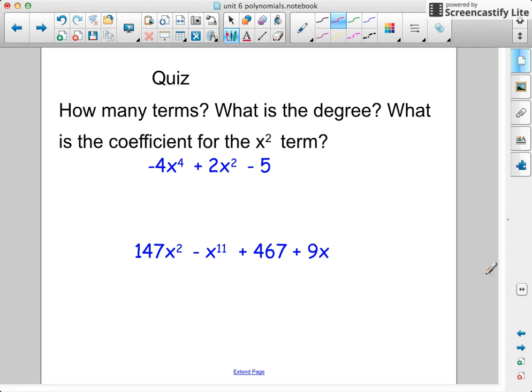Okay, so pause this and we'll see if you get those definitions by answering the questions: how many terms, what is the degree, and what is the coefficient for the x squared term. So pause the video.